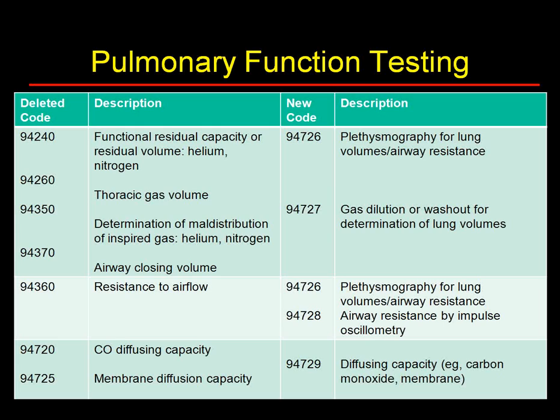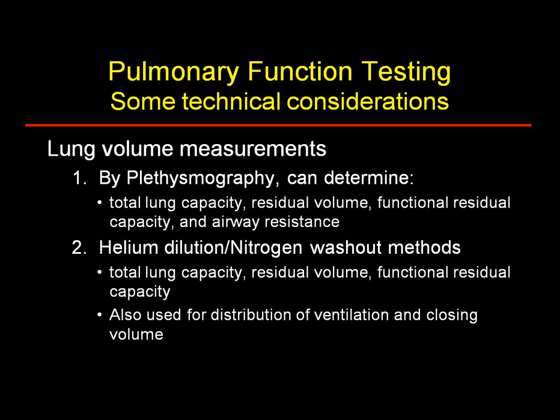Then, as I mentioned before, the standard diffusing capacity maneuver along with the membrane diffusion test were discarded in favor of the new 94729 diffusing capacity. I want to note for the listeners that the 94729 diffusing capacity cannot be reported alone. It is an add-on code and must be reported in the context of a base code. That base code can be either spirometry or any of the lung volume measurements, 94726 or 94727. Next slide.